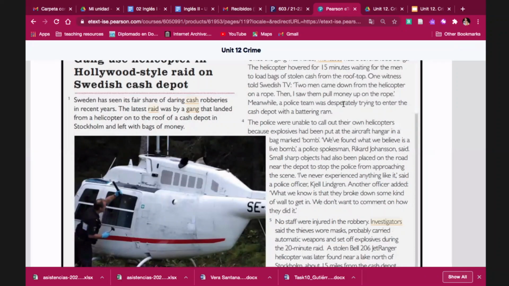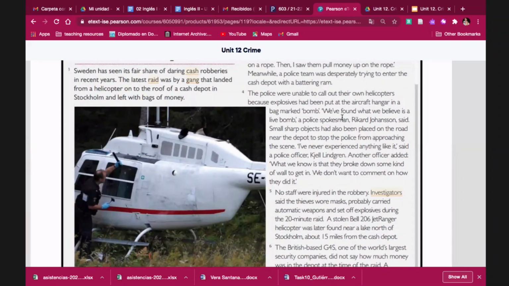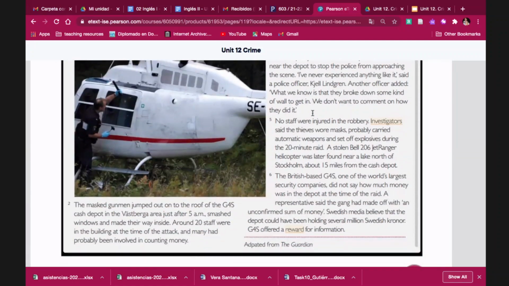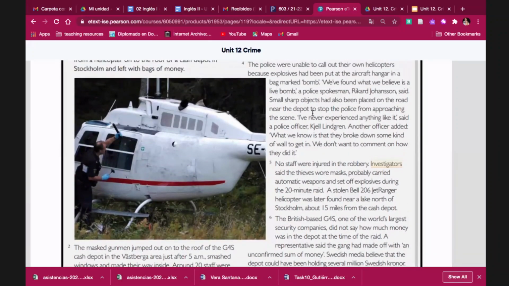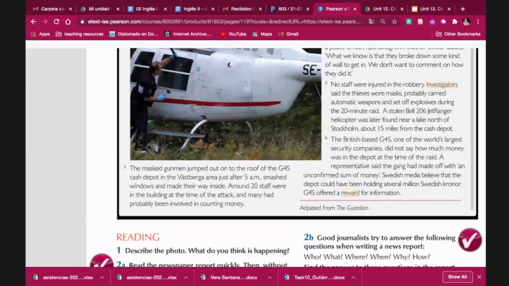And then it says they left a bag marked with bomb. Okay, so that's why the police were not able to chase them. Okay, and then the police found the helicopter abandoned, okay, on the road near the depot. Okay, so you see, this is what actually happens. This is how the events happened in the story.